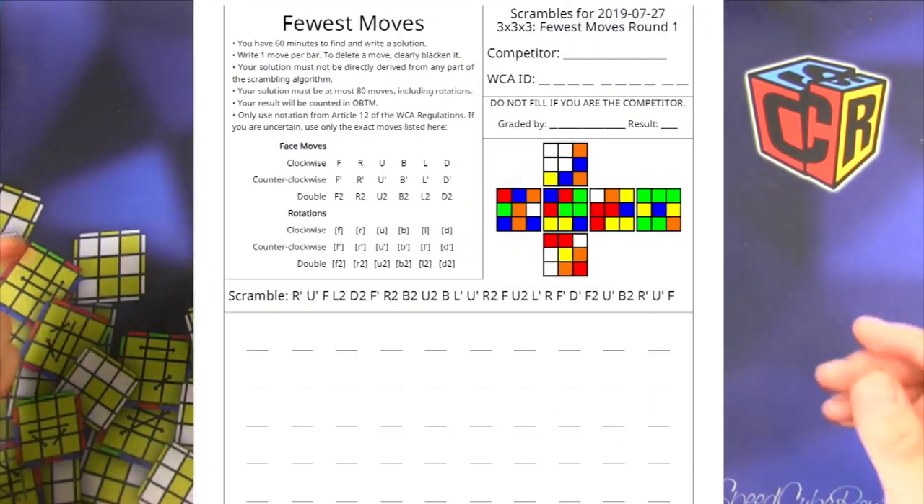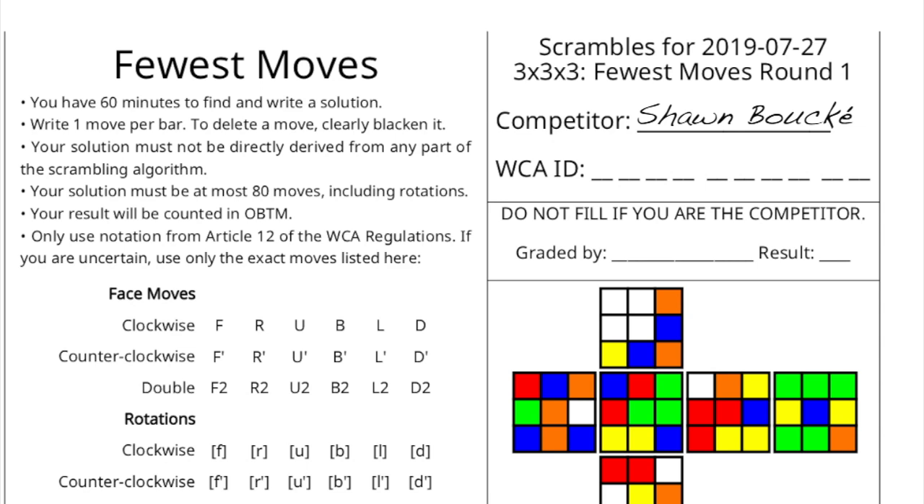The first thing: make sure your name is on it. I don't know if you need to have your WCA ID on it when you're competing. I think you can just have your name and that's it, but I always just put it on anyways. It says a couple of rules on the top left. It says you have 60 minutes to find and write a solution.